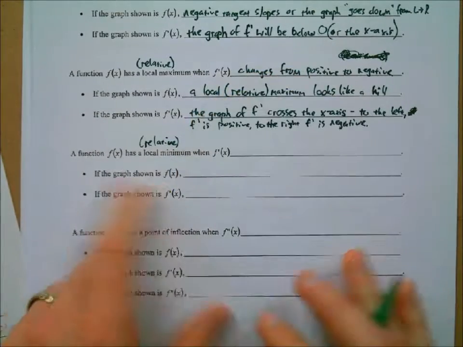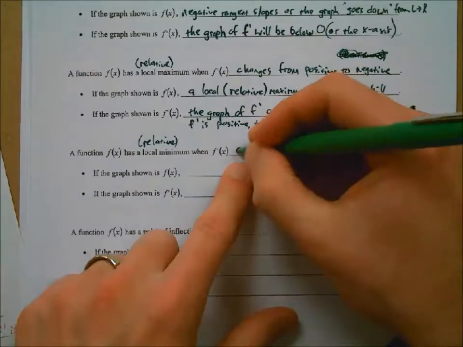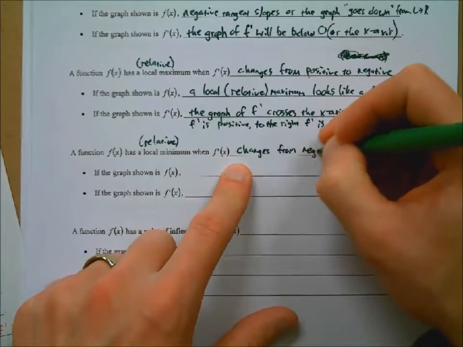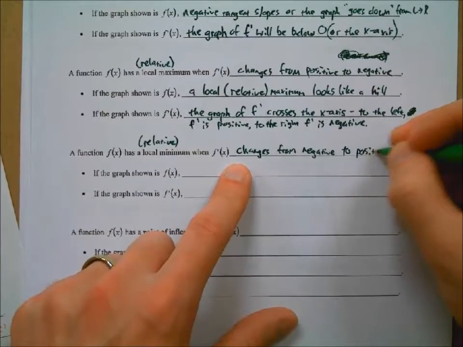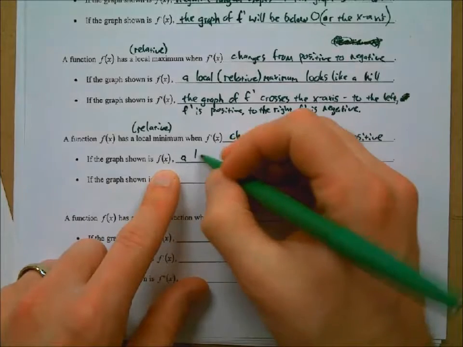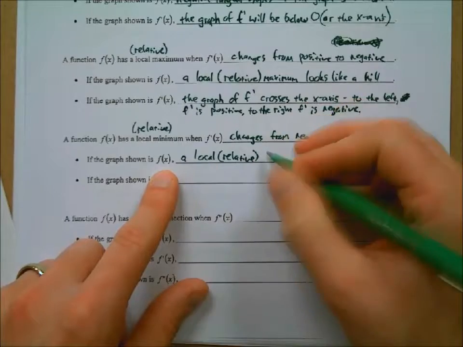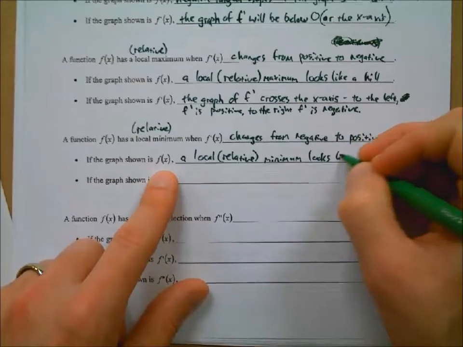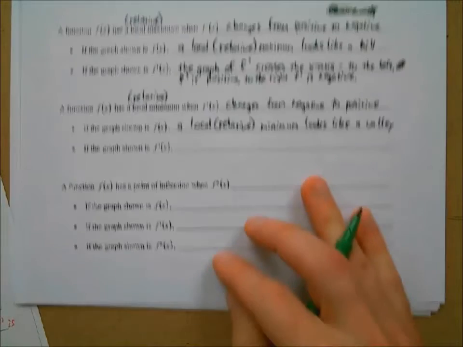Okay, so a function f of x has a relative or local minimum when f prime of x is changing from what to what? Yep, the reverse, right? Changes from negative to positive. And basically, we're going to just swap the idea. So if the graph shown is f of x, a local or relative minimum looks like now a valley, as Mario said. Or a trough is another word you use sometimes. Okay.